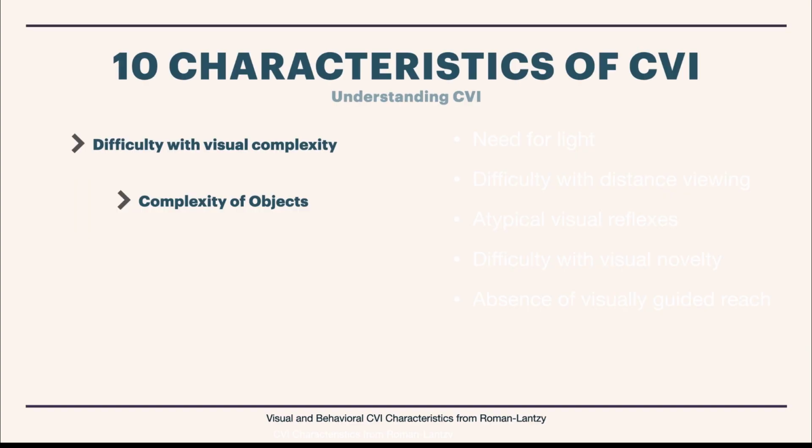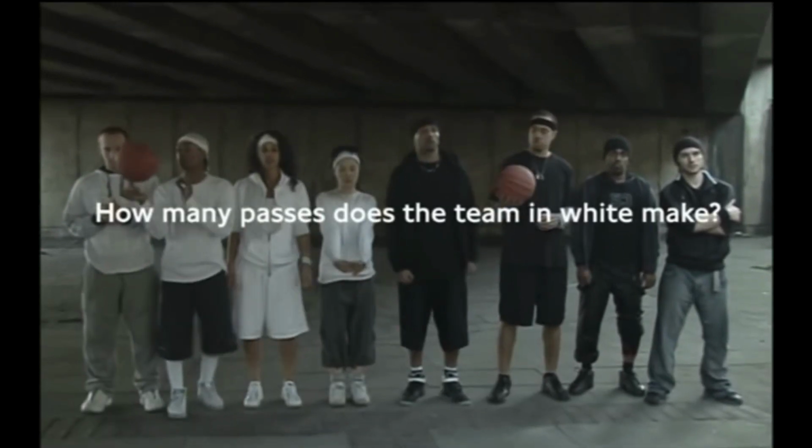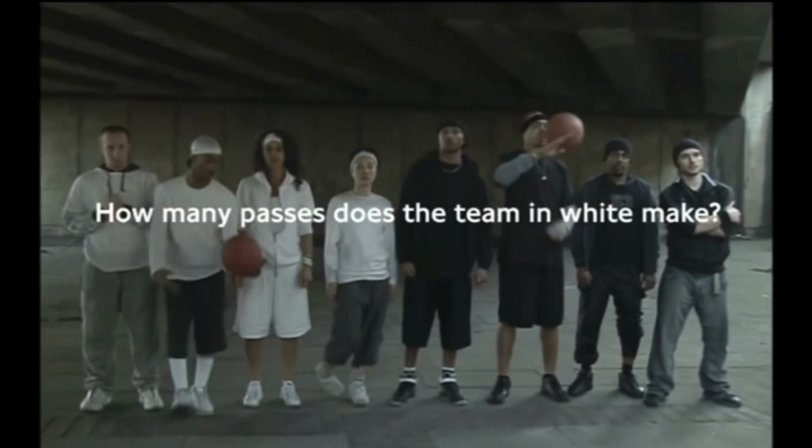The second aspect of complexity is the complexity of the visual array. Your brain automatically sorts out sensory information that is deemed not relevant. You can be in a classroom and ignore certain inputs that aren't needed at that moment. Let me show you by testing your awareness. Take a look at this video. This is an awareness test. How many passes does the team in white make?